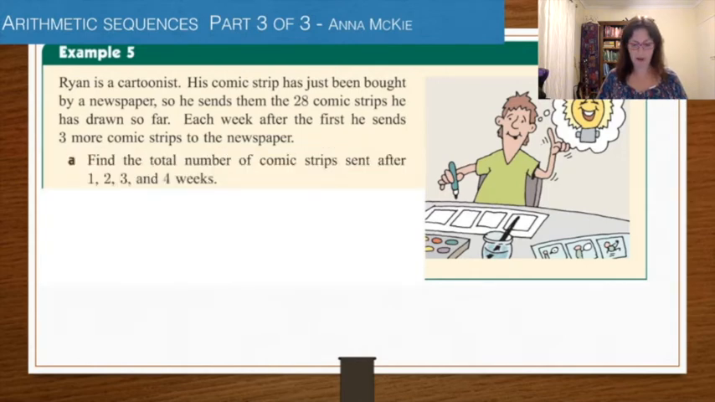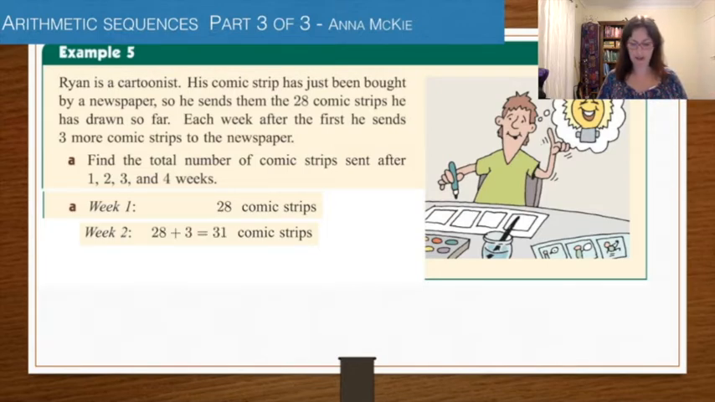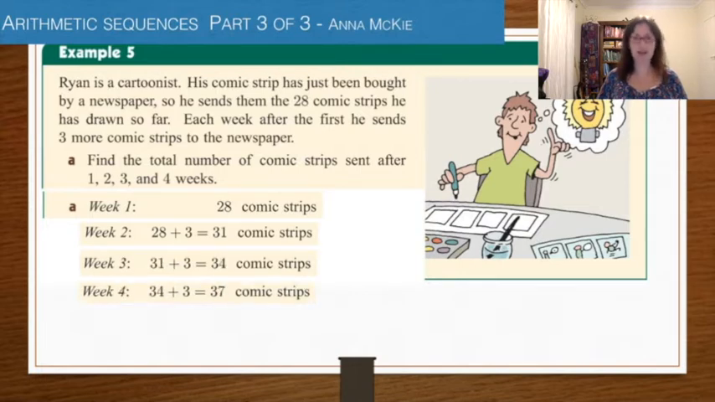Okay, so first of all we have to find the total number of comic strips sent after 1, 2, 3 and 4 weeks. Starting off quite simply, week 1 is 28 comic strips, that's our initial value, our first term in the sequence, and then we add on 3 each time. So the second week, 28 plus 3 is 31. Week 3, week 4, 34 and 37 comic strips.